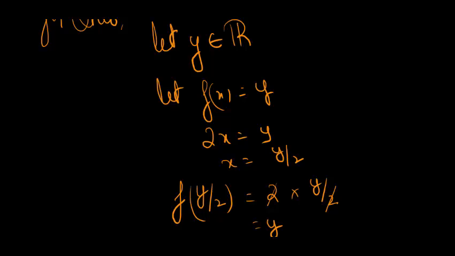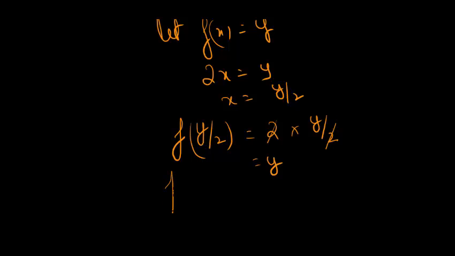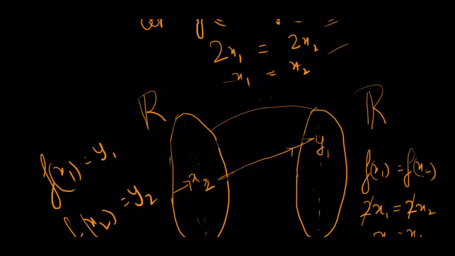So when this happens, you go ahead and say that it's an onto function. f of y by 2 is equal to y. Therefore, f of x is onto, or surjective function. The proof is pretty simple, isn't it?